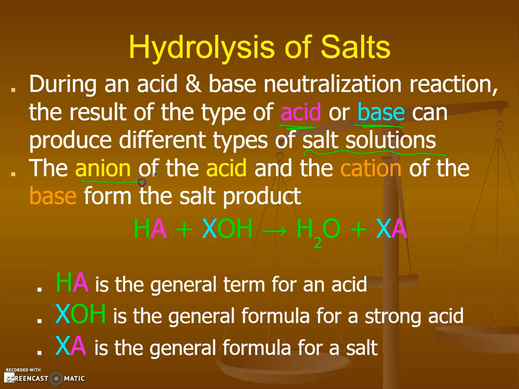All right, so the anion of the acid, I always remember that with the AA, the anion of the acid and the cation of the base form the salt product. In general, we have the HA, your general term for an acid, and we have the XOH, your general term for the base, where the outsides and the insides come together in that double replacement reaction that we've gone over so many times to make water and to make the salt.